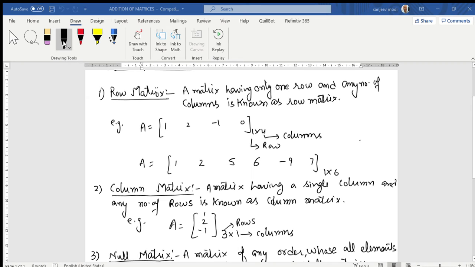So we can say every scalar matrix is a diagonal matrix, but every diagonal matrix is not a scalar one.